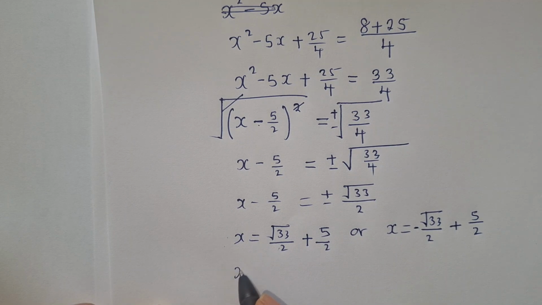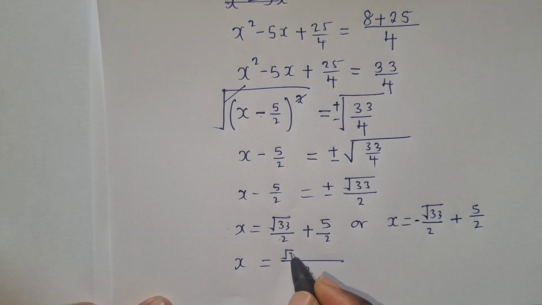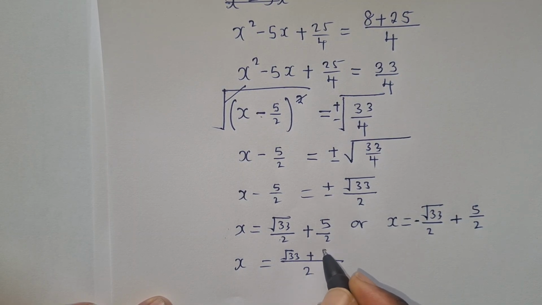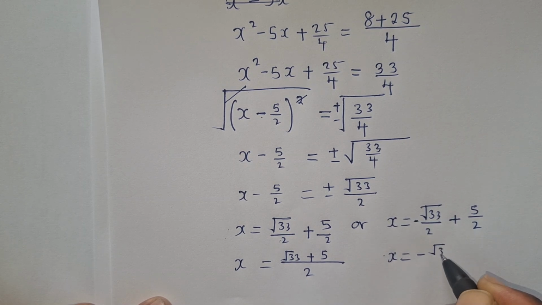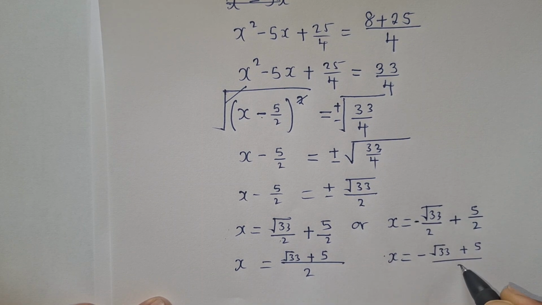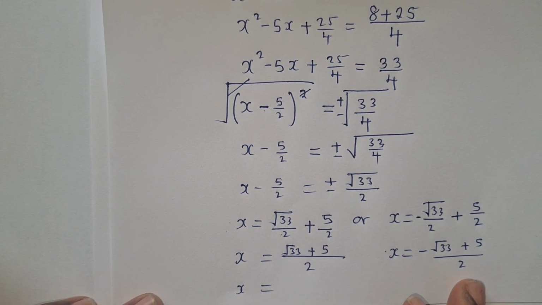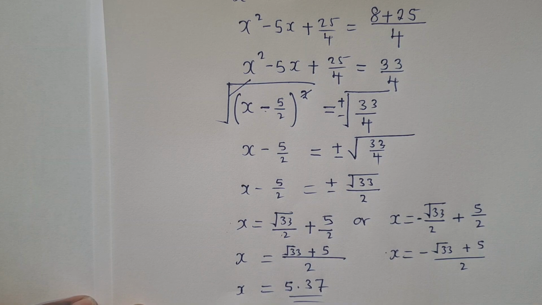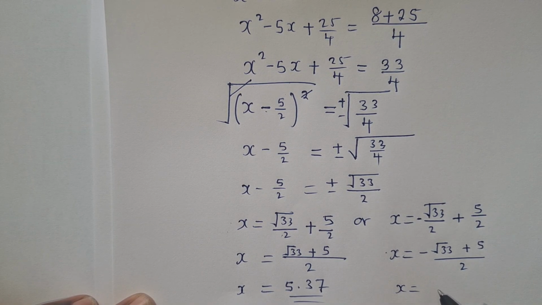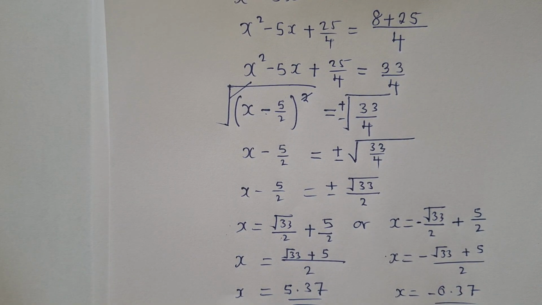So when we simplify further here, the lowest common denominator is 2. This is square root of 33 plus 5 over 2. Also here, the same: x is equal to negative square root of 33 plus 5 over 2. So this is what we are getting. And if we punch on our calculator and simplify this, it's going to give us 5.37, that is in 2 decimal places. The same here, it will give us negative 0.37, like that. So this is how you use completing the square.